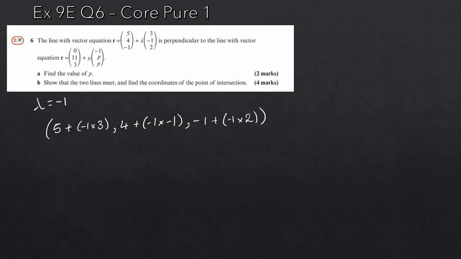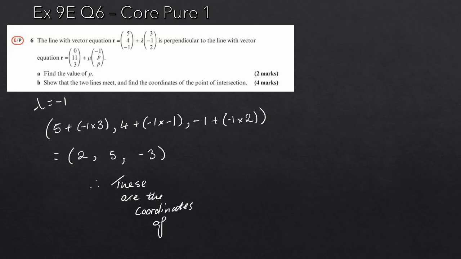And once we simplify all these, we've got our coordinates. So 5 plus minus 1 times 3, so that's 5 plus minus 3, which should just be 5 minus 3, which is 2. So the first bit is 2. 4 plus minus 1 times minus 1, which is 1, so that's 4 plus 1, which is 5. And then finally, minus 1 plus minus 1 times 2, so that's minus 1 minus 2, so I get minus 3. Okay, and there we have it. So these are the coordinates of the point of intersection.